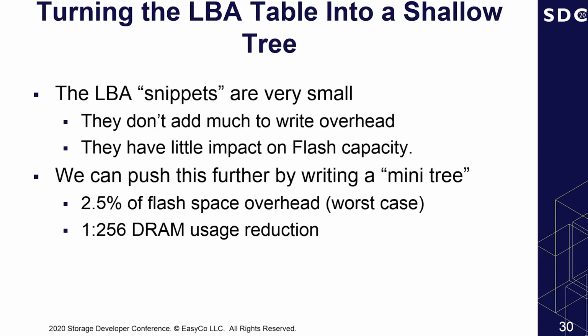Placing the LBA table on Flash using live atomic updates works very well when the extra updates are small relative to the block size being mapped. If you need more than a 75% reduction in DRAM usage, you can actually push a small tree structure to Flash. This can give you a 256x reduction in DRAM usage while only consuming about 2.5% of the Flash capacity, worst case. This represents 100 terabyte devices that can be supported with under a gigabyte of DRAM.